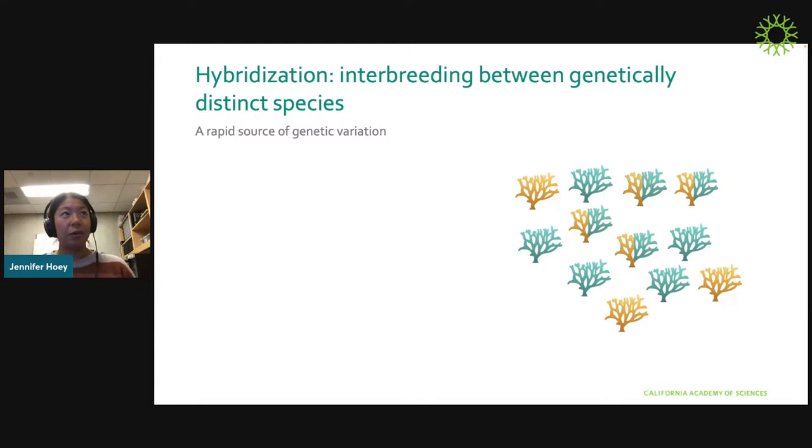And so we can examine hybridization through this genetic lens, which is becoming easier and easier with molecular tools that are becoming cheaper to use. But then we can also examine hybridization by looking at different morphological characteristics of these corals as well. And so that's something I'm really interested in trying to do during my postdoc here at the Cal Academy.